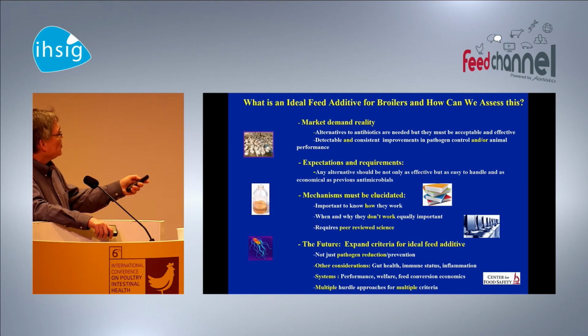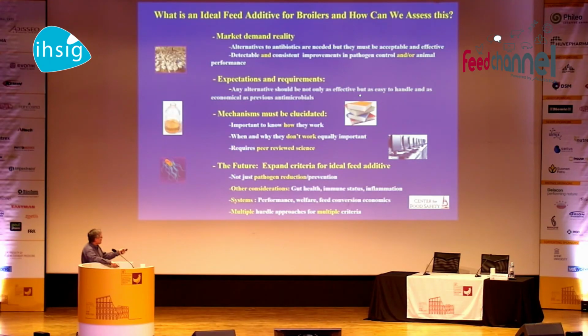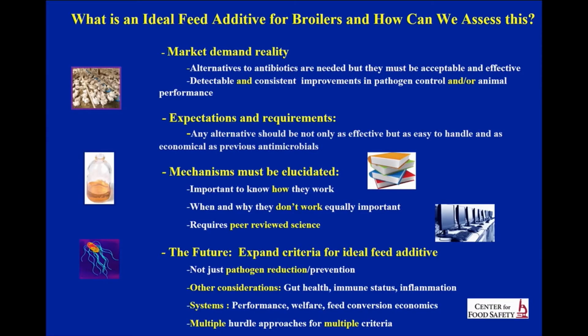Expectations and requirements: it should be not only effective consistently, but also easy to handle. Something we don't talk about is how does it handle in the feed mill? Will it stand up to pelleting? Will it stand up to other heat treatments? Will it stand up if you want to combine, say, an organic acid and a prebiotic? Can you do that and not lose efficacy?